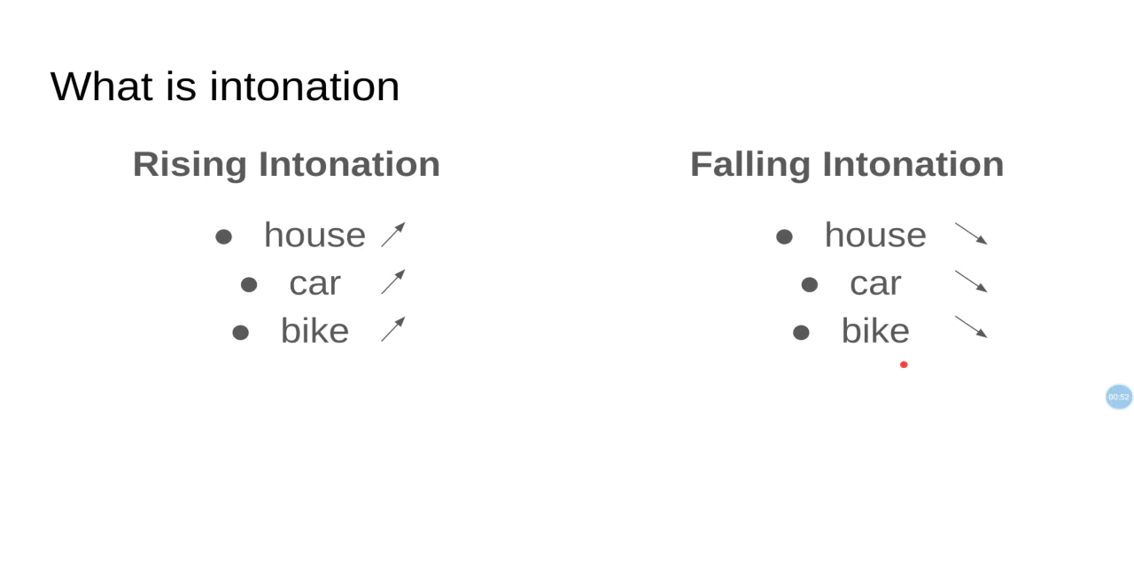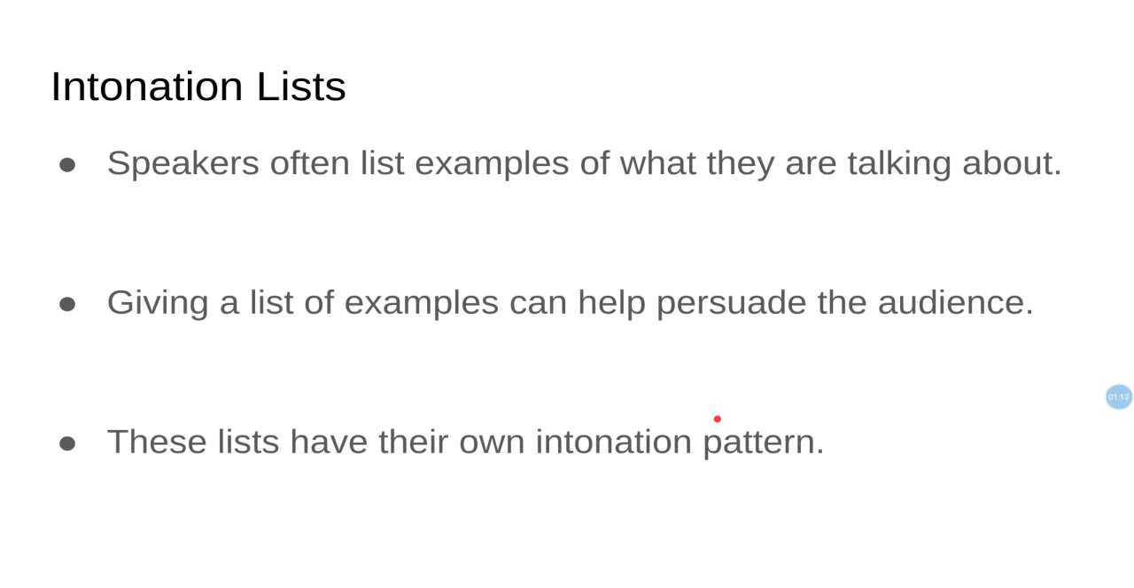All right. So, one more time: rising intonation, the pitch goes up. So, house, car, bike. And falling intonation is when the pitch goes down: house, car, bike. All right. And why this is important is because we have a specific intonation pattern for lists. Let me talk about that a little bit more.